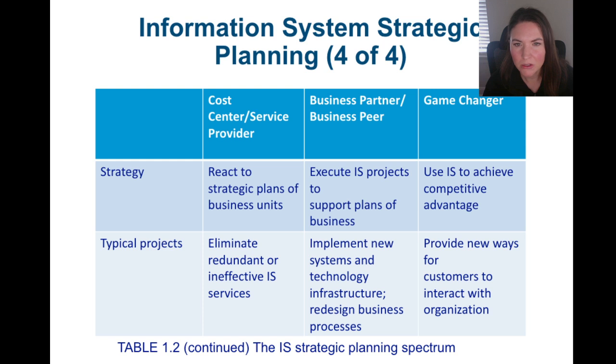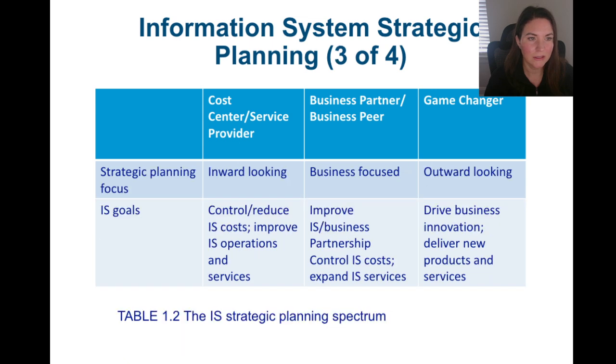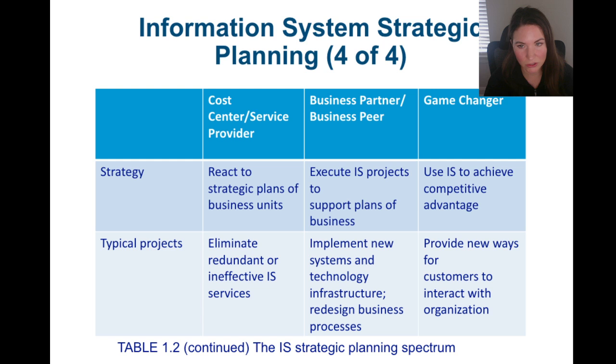to strategic plans of the individual business units, and some of the typical projects would be to eliminate redundant or ineffective IS services. Okay, so pause the video, you can look at this, and again, it's in your ebook as well, just to give you an idea of how differently you would plan in an organization depending on how they look at the information system.